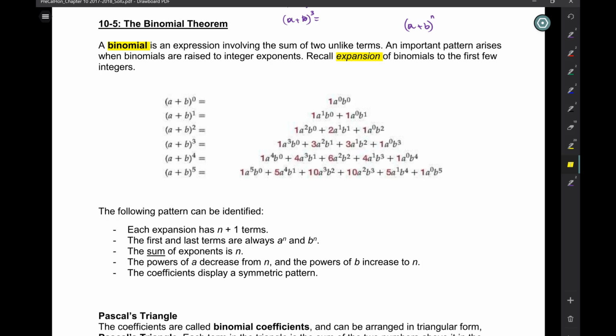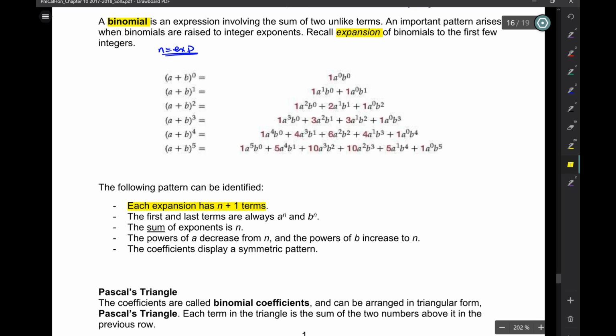There are several important patterns that come up here. Okay, the first is number of terms. So first let's define what n is. n is the exponent, right? So first let's talk about the number of terms in the expansion. How does that relate to n? When n equals 0 here, we have 1 term. When n equals 2, we have 3 terms. When n equals 4, I have how many terms? 5. So how many terms? n plus 1, right? Each expansion is going to have n plus 1 terms.